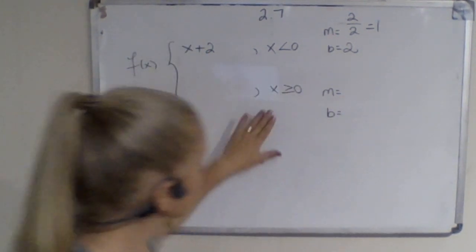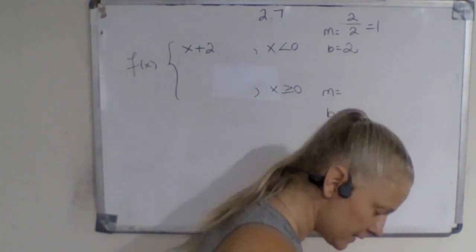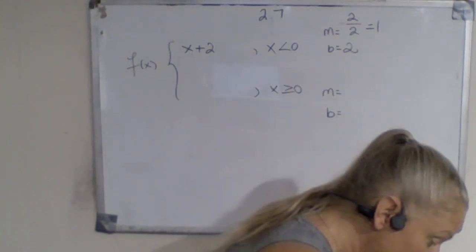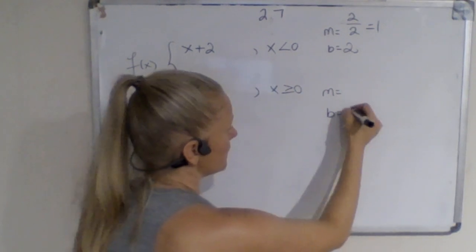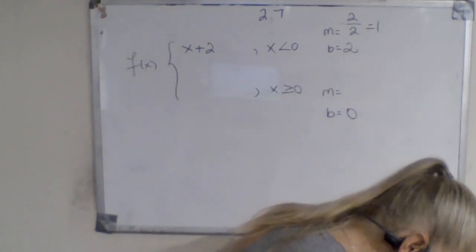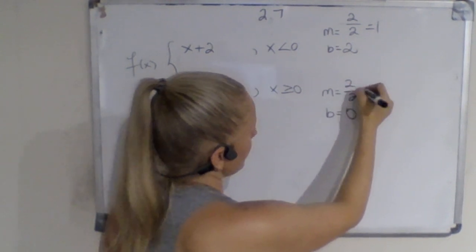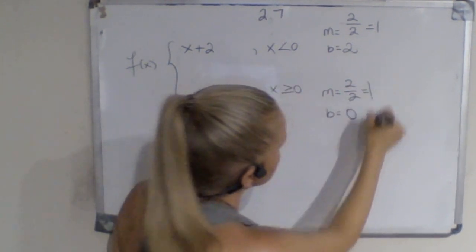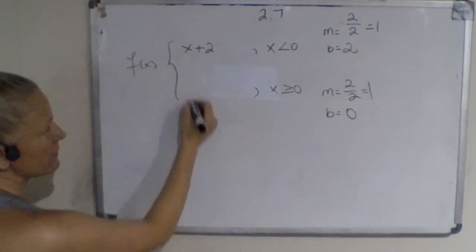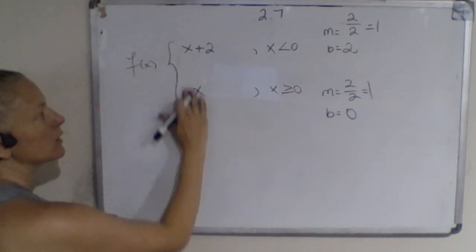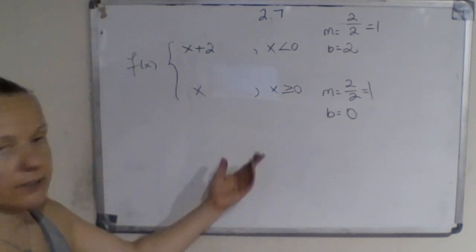If I move now to the second part, which is the right graph, my y-intercept is 0, so my b is 0. My slope is again 2 over 2, which is 1, correct? So my f of x for this one is 1x, or I can write just x. I don't need to add the 0.